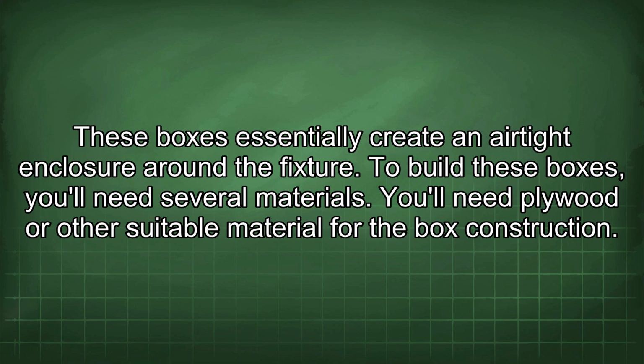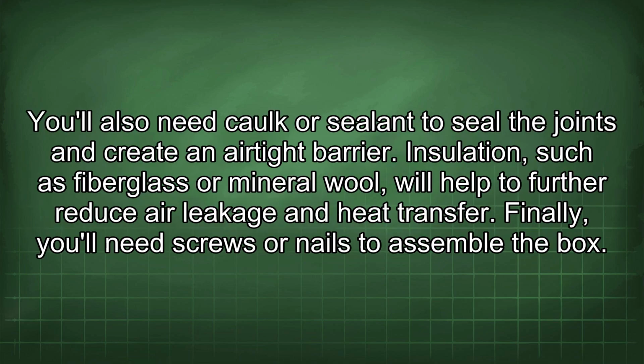To build these boxes, you'll need several materials. You'll need plywood or other suitable material for the box construction. You'll also need caulk or sealant to seal the joints and create an airtight barrier. Insulation, such as fiberglass or mineral wool, will help to further reduce air leakage and heat transfer. Finally, you'll need screws or nails to assemble the box.